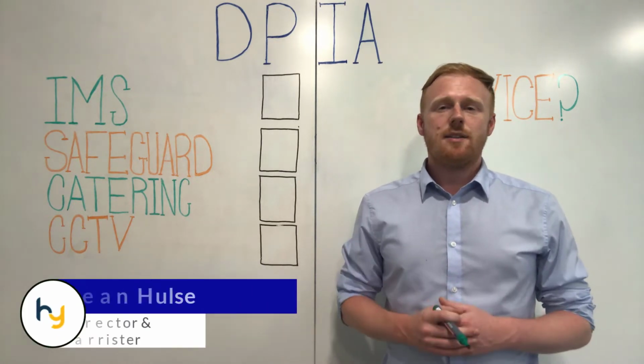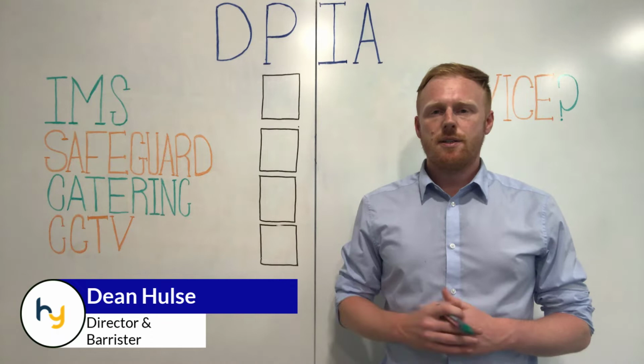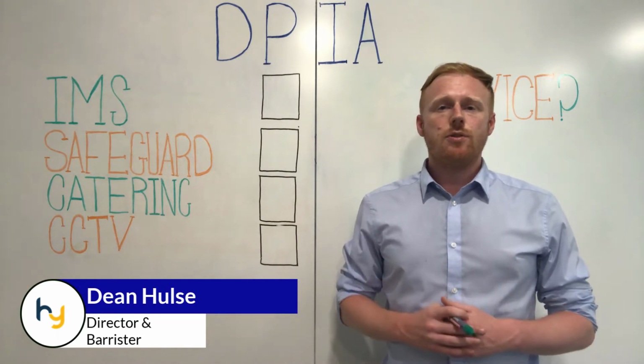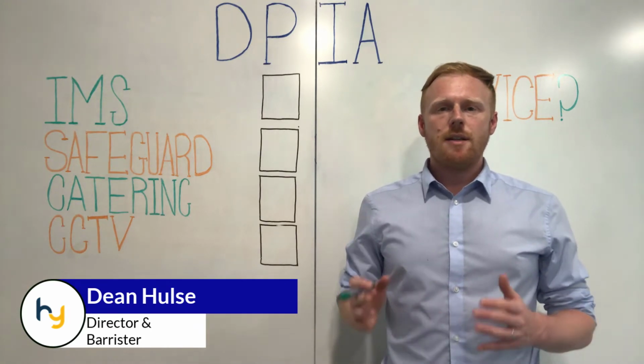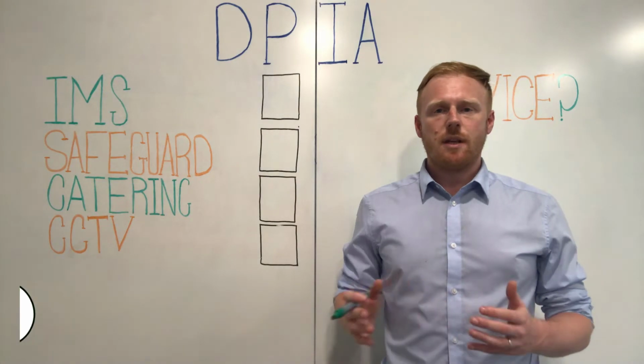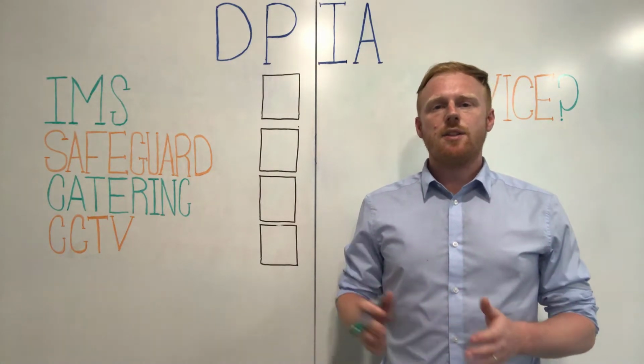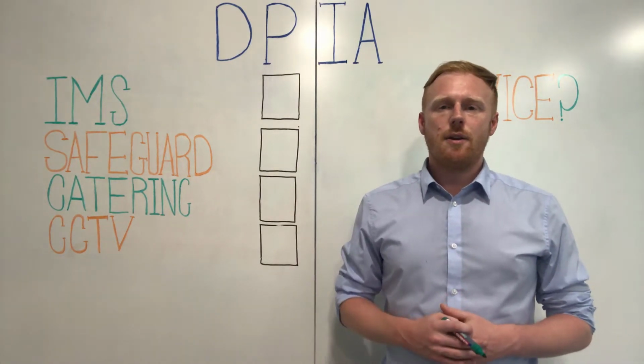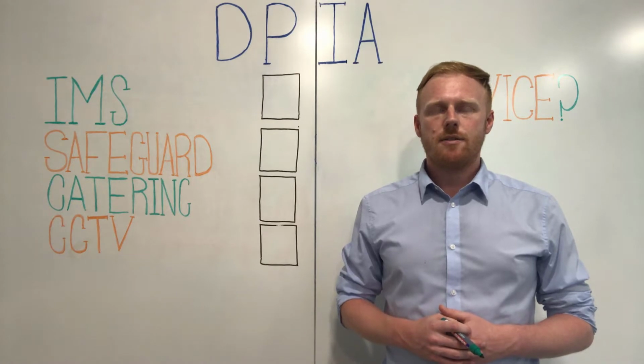Now a DPIA in simple terms is a form of risk assessment and a really important tool that you have as a school to identify the risks associated with a particular system that you use and then to put measures in place which will allow you to mitigate against those risks.